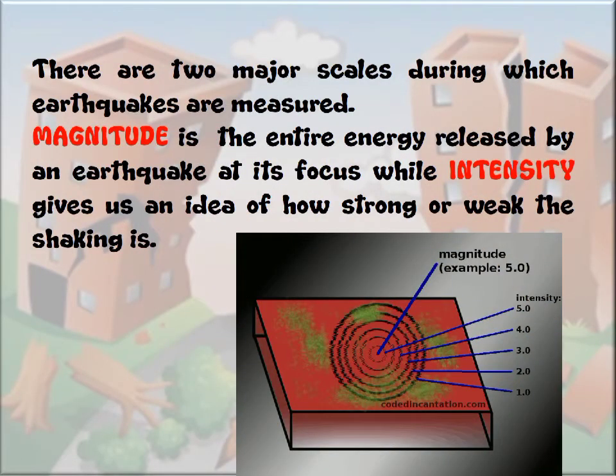Okay. There are two major scales by which earthquakes are measured. We have magnitude and then intensity. Magnitude is the entire energy released by an earthquake at its focus, while intensity gives us an idea of how strong or weak the shaking is. So, the magnitude refers to the energy released at its focus, and the intensity refers to the force, either how strong or weak the earthquake is.